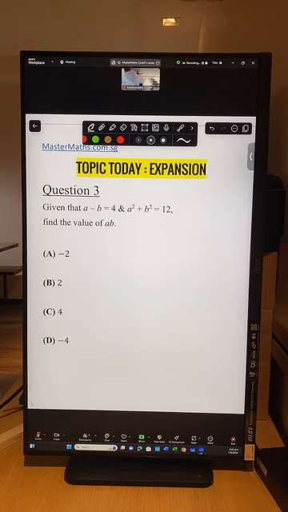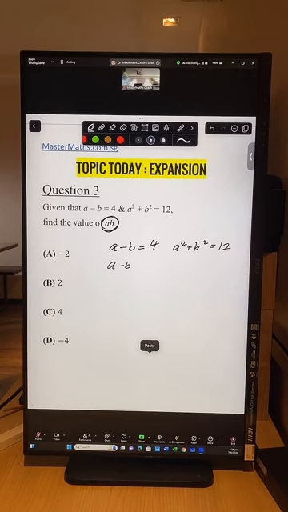Okay, so question 3, given that A minus B equals 4 and A square plus B square equals 12, find the value of AB. So, what can we do with this A minus B, guys? We know that A minus B equals 4, and we know that A square plus B square equals 12. Then you want to find the value of AB.